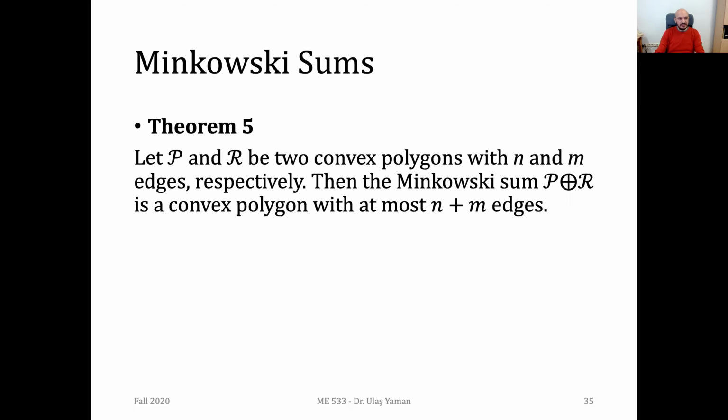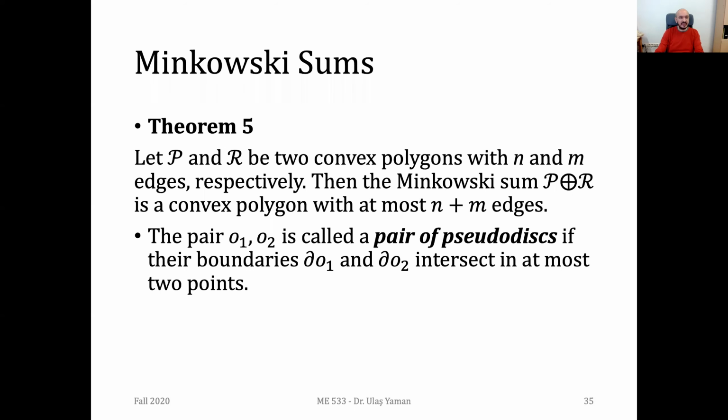Now we have another theorem, not more complicated. Again, we have two objects, P and R. They are convex polygons. They have n and m number of edges. N is the number of edges of P, and R has m number of edges. Then the Minkowski sum of P and R is again a convex polygon, and at most, in maximum, it can have n plus m number of edges.